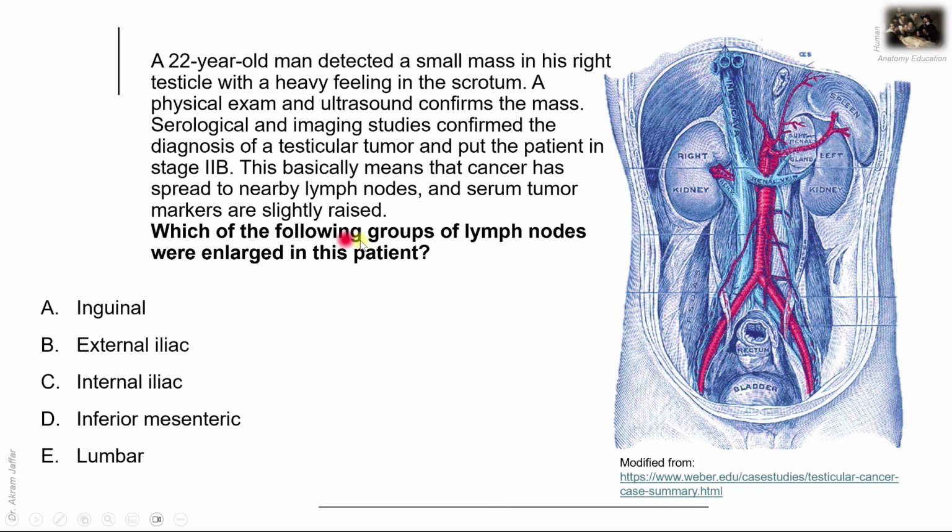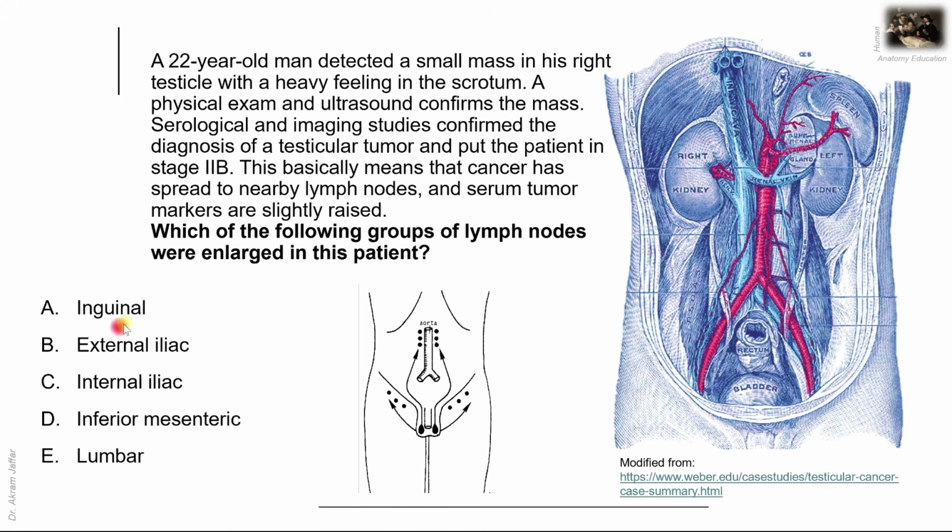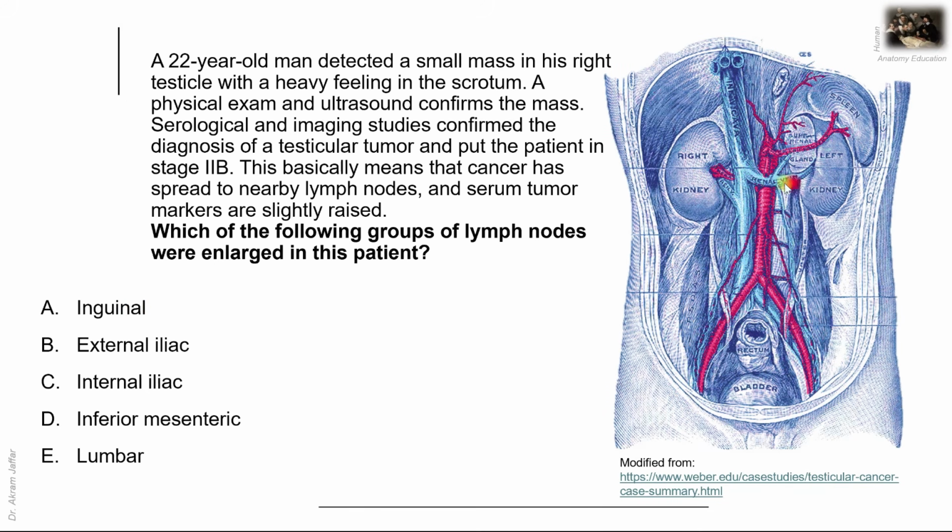And so which of the following groups of lymph nodes were enlarged in this patient, a patient who has testicular cancer and who was categorized as having spread to the nearby lymph nodes? Which of the following groups of lymph nodes were enlarged in this patient? So it is not the inguinal lymph nodes, because the inguinal lymph nodes drain the scrotum, they drain the external genitalia, but they do not drain the testis, which descends down from the abdomen.